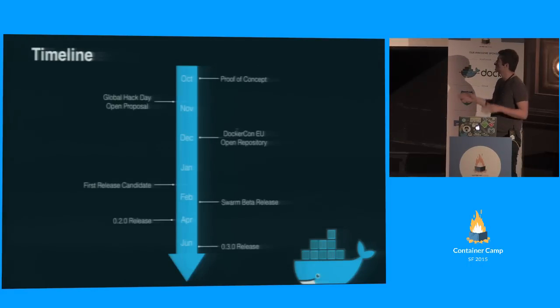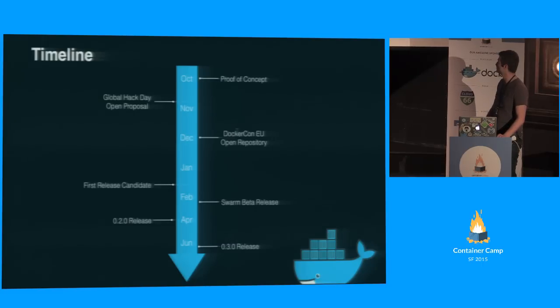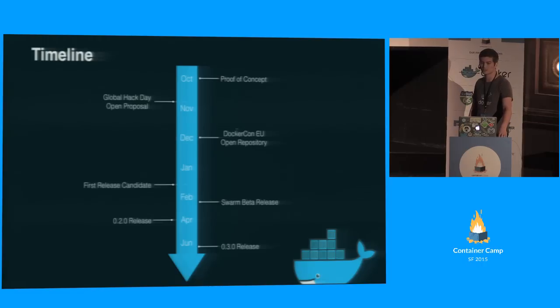Just to get a sense of the timeline we have here, it all started back in October, so it's really quite recent. Around February, we released our first version, 0.1. And yesterday, actually, we released a new version, which is 0.2. And we're planning to release 0.3 in June. So we are following the same release cycle as Docker itself.